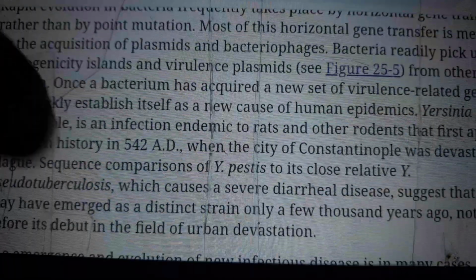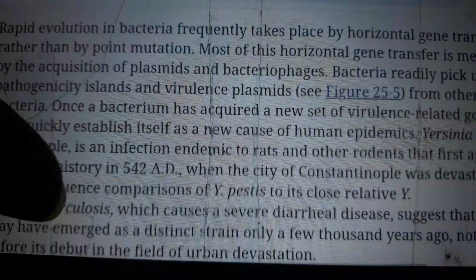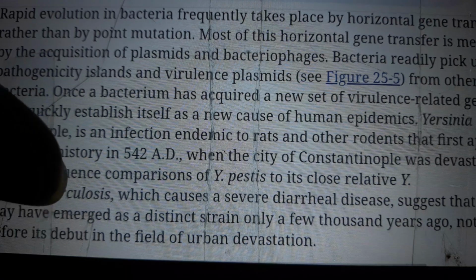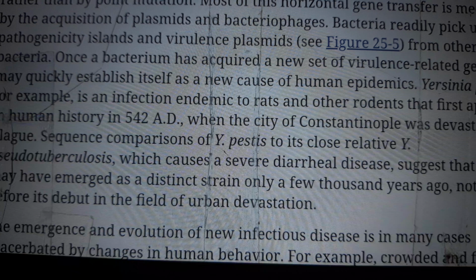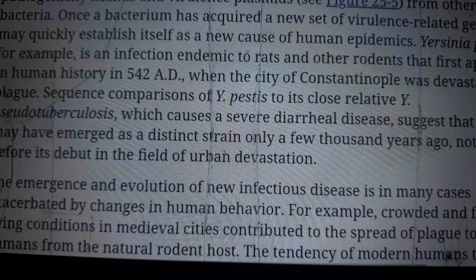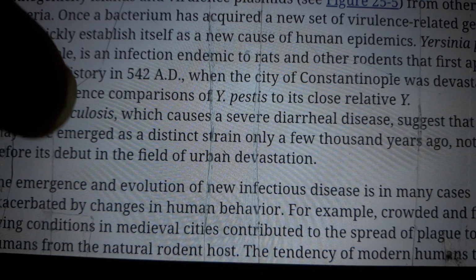And now the subject matter proper. Rapid evolution of bacteria frequently takes place by horizontal gene transfer rather than by point mutation. Most horizontal gene transfer is mediated by the acquisition of plasmids and bacteriophages. Bacteria readily pick up pathogenicity islands and virulent plasmids.